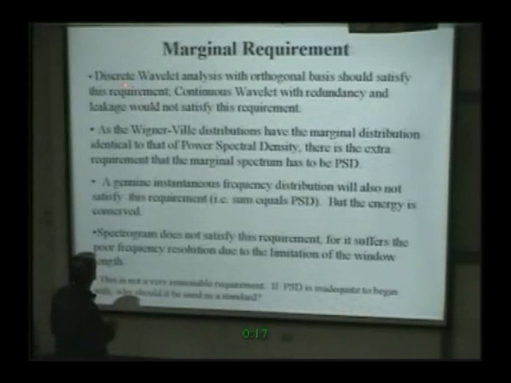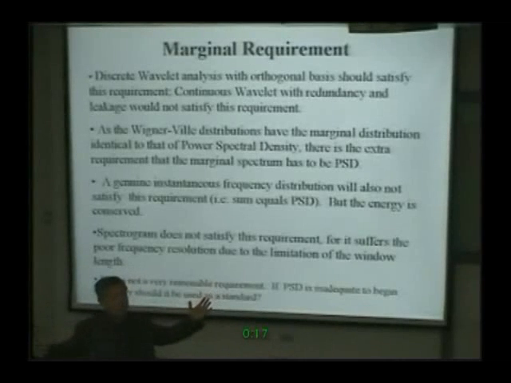The marginal requirement is that Wigner-Ville, once you expand in the time frequency, if you added everything together, it will be a Fourier spectrum, of course. So they put the marginal requirement as the marginal to be the Fourier spectrum. So let's check. How about wavelet? Will wavelet give you marginal power spectrum if the wavelet is sine function?